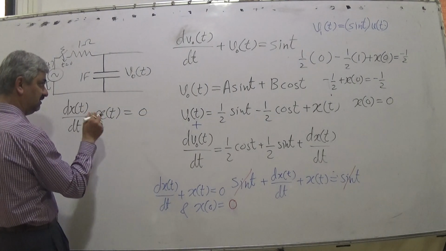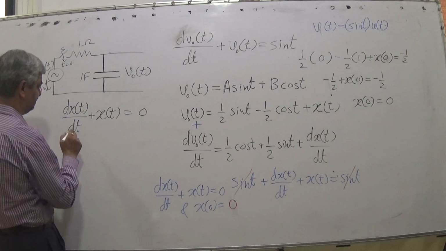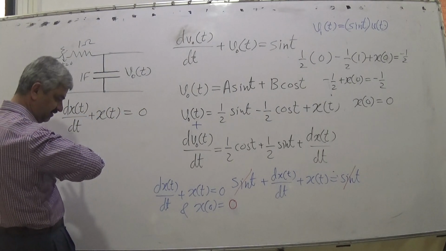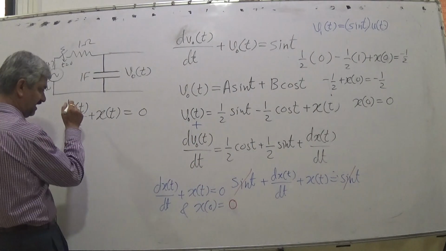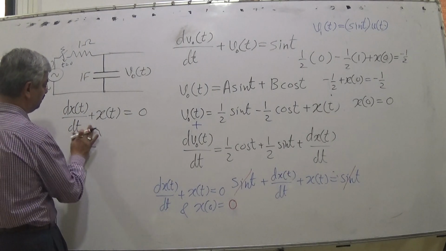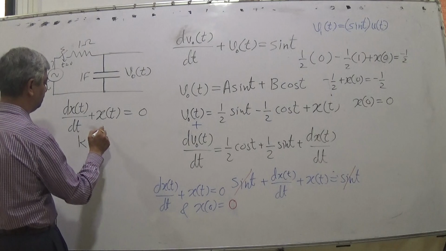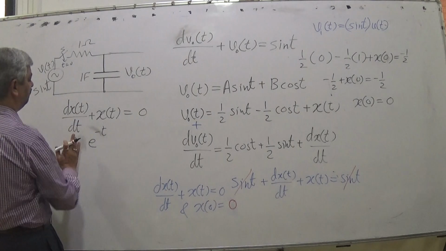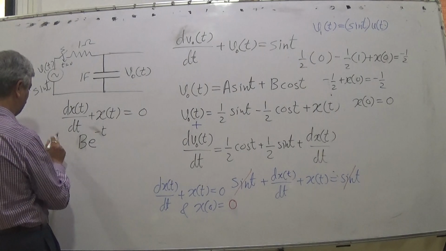This differential equation is always having a solution, by some kind of assumption using trial and error. This equation has a solution k e raised to minus t, or we can say B e raised to minus t is always a solution of x(t).